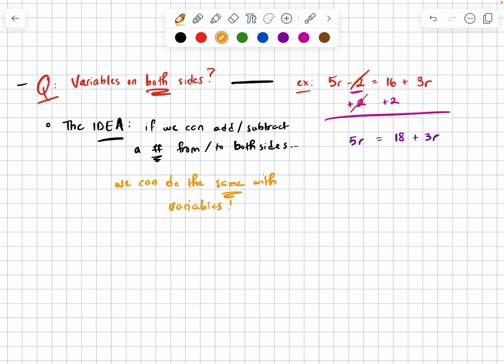So take 5r equals 18 plus 3r. The idea is that I want to move all of my variables to one side of the equation. Put your mathematical thinking cap on. What choice could I make here? If I want to get all of these r's over to one side, what choice could I make to achieve that goal? Take 10 seconds. What do you think?